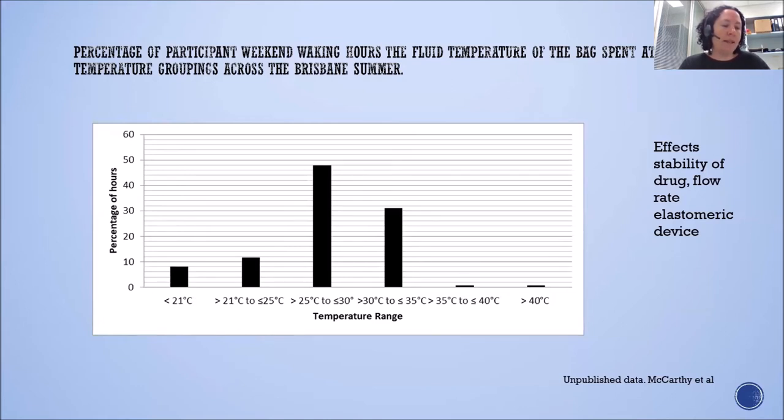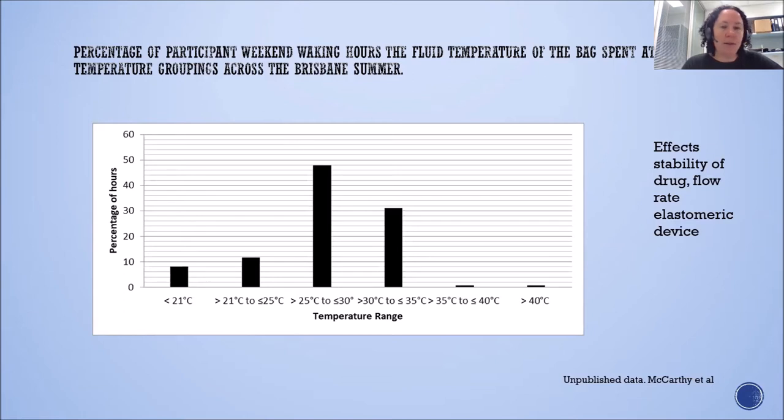Now, what we did to look at this in terms of our antibiotics is that over the 13 weeks of summer from 2018, the pharmacy department really helped me run this study. A pharmacist carried a bum bag with a 250ml bag of normal saline with a temperature probe within that bag, and they carried it during their waking hours over the Brisbane summer. As you know, temperature affects not only the rate of infusion of your elastomeric device, but also can potentially affect the stability of your drug.